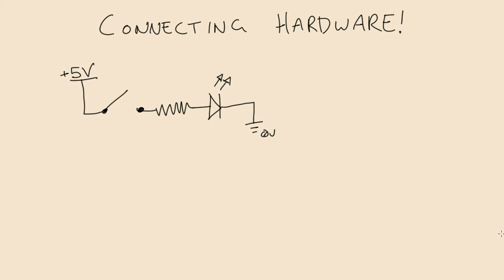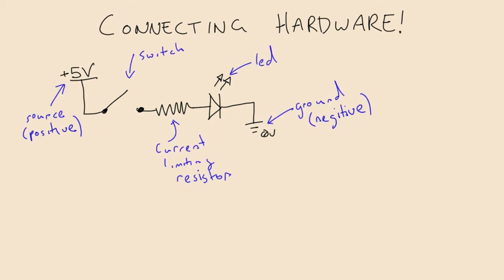So let's have a look at each of the components in our schematic. Up here we have our source or our positive, and this is 5 volts. Down the bottom we have our ground, and you can think of that as the negative, and it's 0 volts. So this gives a potential difference of 5 volts between these 2 points.